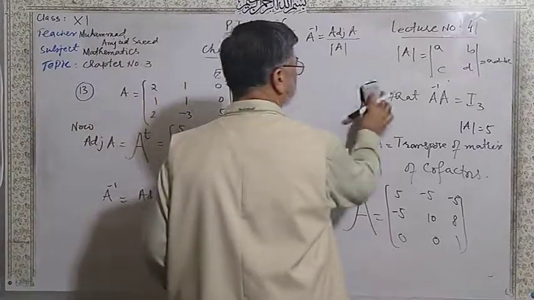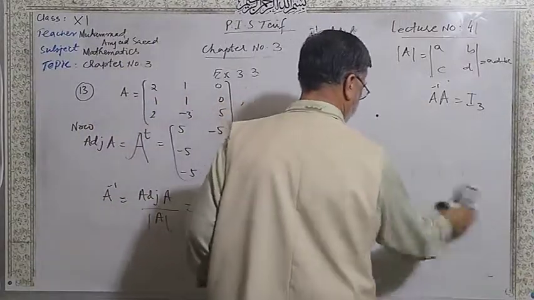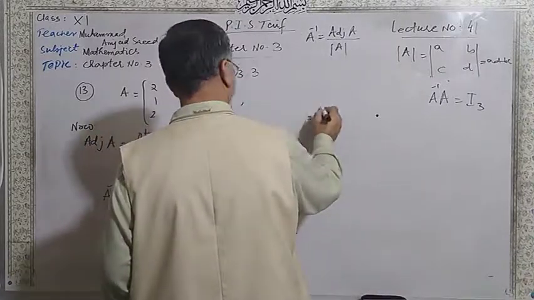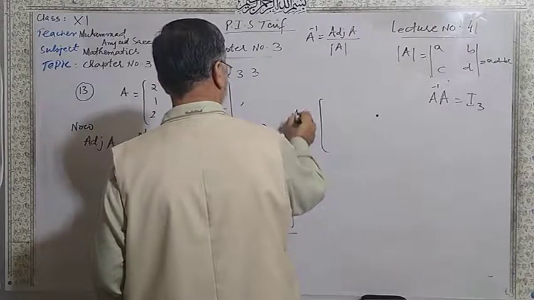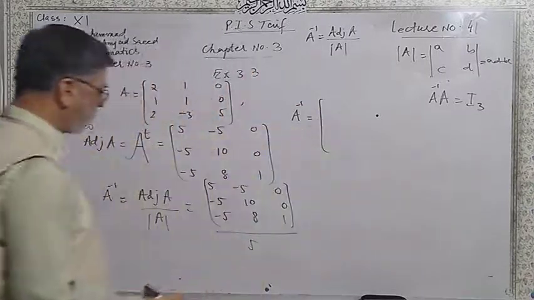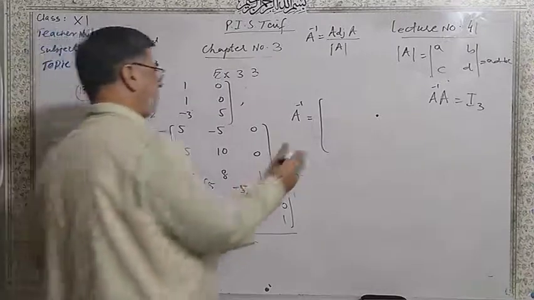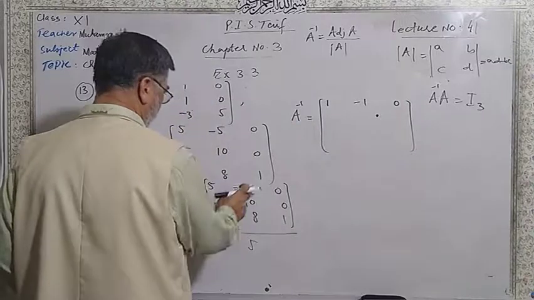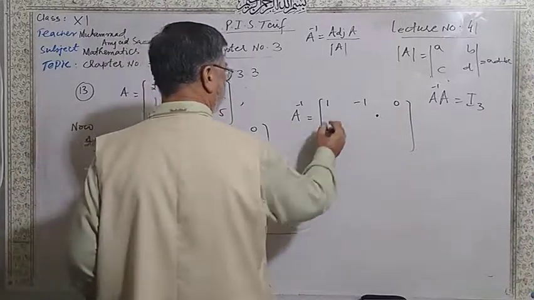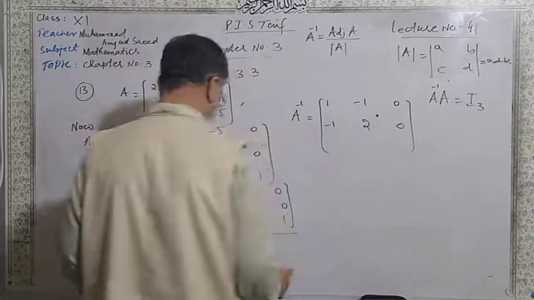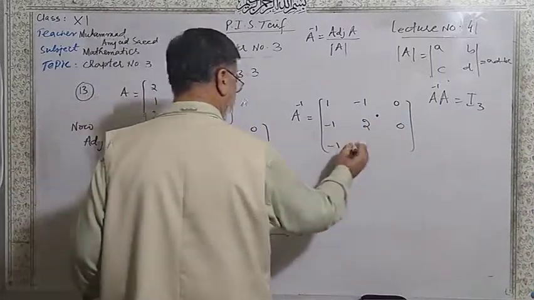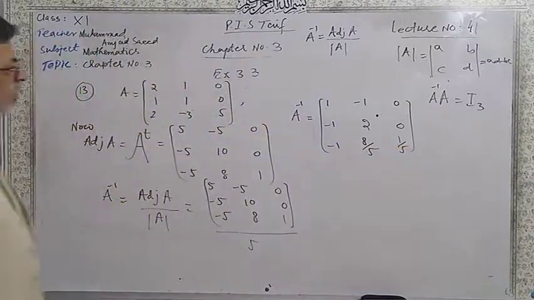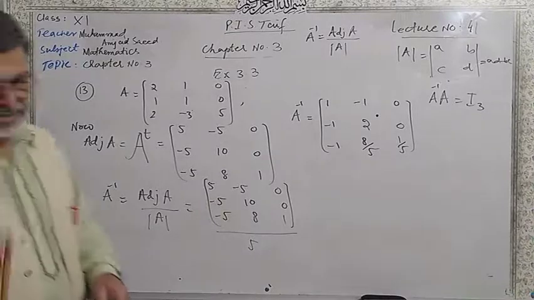After that, we will divide all the terms. This is A inverse. Divide all the terms by 5. This is 1, minus 1 and 0. 5 over 5 is 1, minus 1, 0. Then minus 1, 2 and 0. Then minus 1, 8 over 5 and 1 over 5. This is your A inverse.